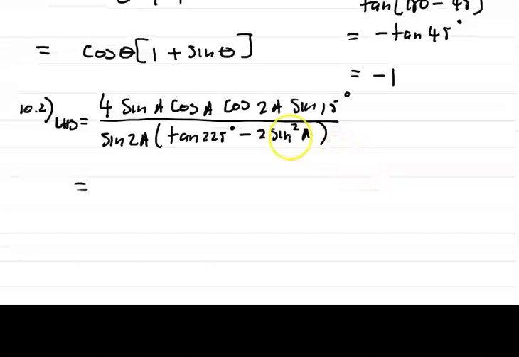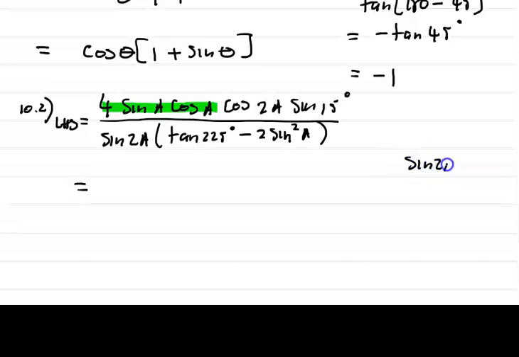Now, let's see, what are they testing here? 4 sine A cos A. Now, straight away when I see 4 sine A cos A, I think about double angles, because remember, 2 sine A cos A is sine 2A. So the double angle that they're testing here is sine 2A equals 2 sine A cos A.